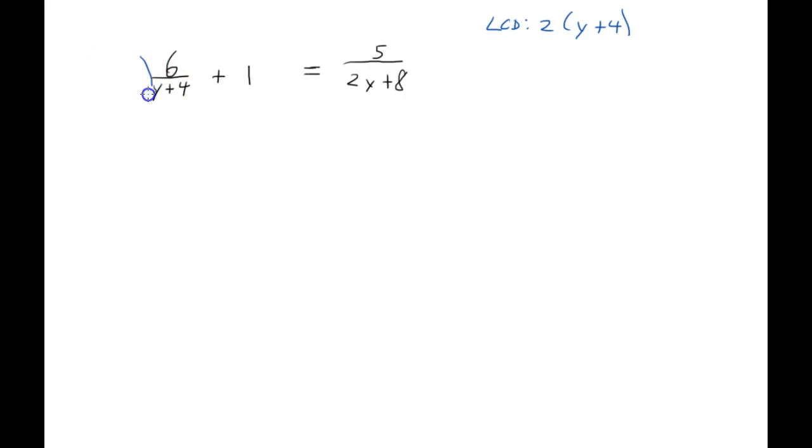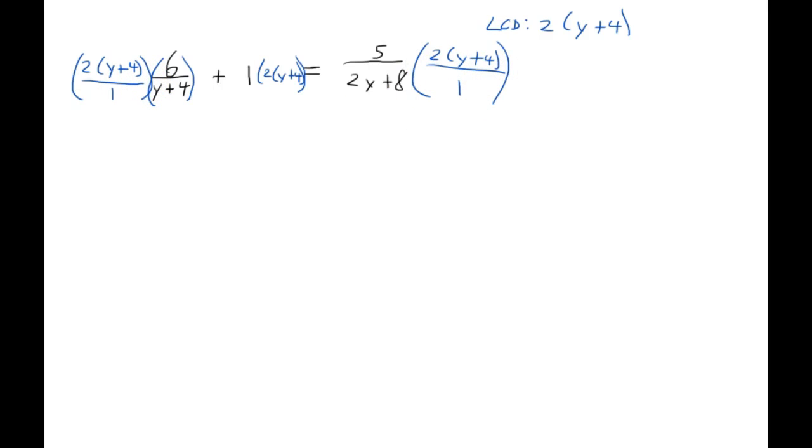So I'll multiply this by 2 times y plus 4. And over 1, I'm just making it a fraction by putting it over 1. I'm also going to multiply the 1 by that, so 2 times y plus 4. And of course this fraction as well, 2 times y plus 4.